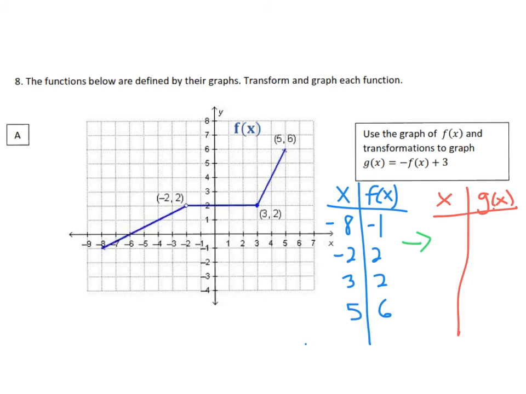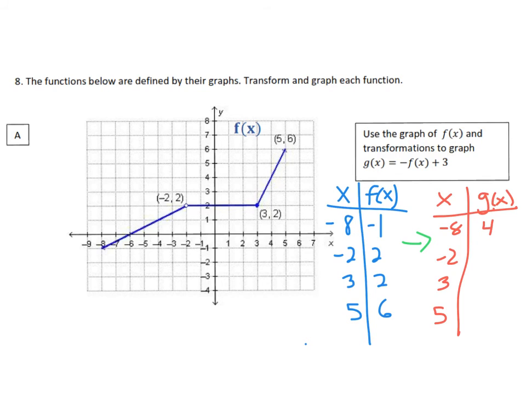And so the inputs do not change. We have -8, -2, 3, and 5. Those are the critical points where it turns. Then we take the outputs and do the transformation to them. The output for -8 is -1, so I'm going to do the opposite of -1, which is 1, and then add 3. So I'm going to have -8, 4.